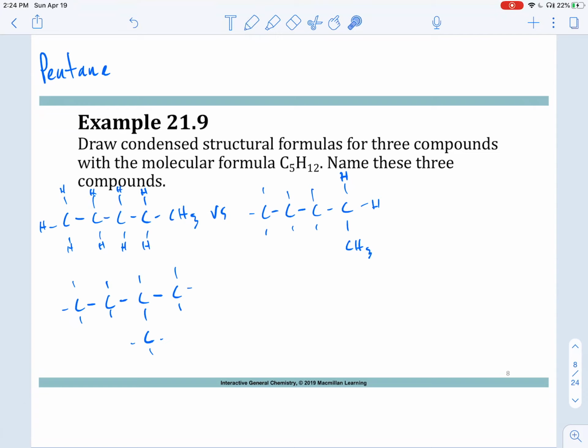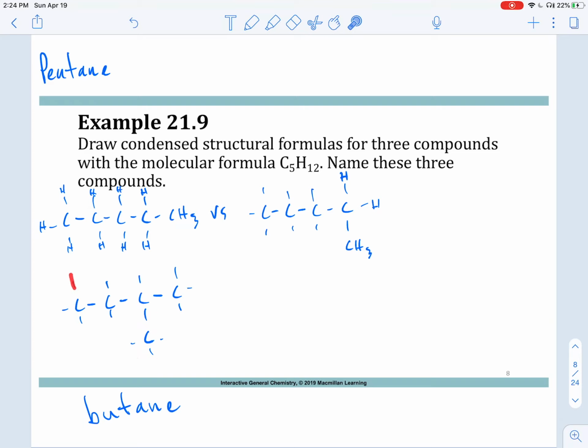So how do I name this one? Well, again, we look for the longest chain, 1, 2, 3, 4, or 1, 2, 3, 4. It doesn't matter which way you look at it. Let's just keep this as our straight chain. So the longest chain I have, this is a butane. And then we have a substituent right here, a methyl group. And we need to tell you where that is.